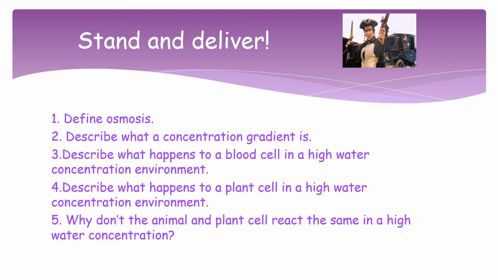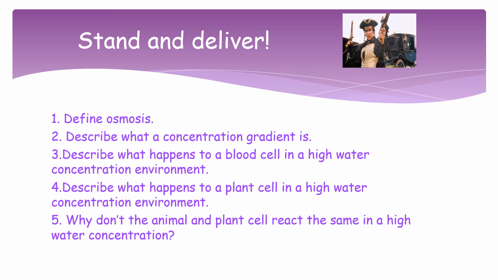So you should have written for define osmosis: osmosis is the movement of water from a region of high water concentration to a region of low water concentration down a concentration gradient through a selectively permeable membrane, and it is passive, so it doesn't require energy. For the second question, describe what a concentration gradient is. It's anywhere where there is a difference in concentration, so there's a high concentration and a low concentration.